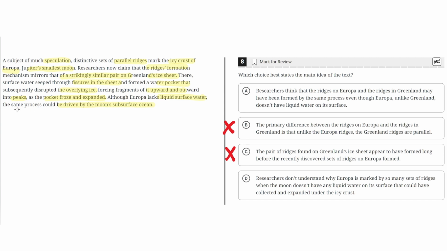And then the last sentence says the same process could be driven by the moon's subsurface ocean. So it highlights how Europa's icy ridges could have been formed the same way that Greenland's were. So D is incorrect because they are certain of how these ridges were formed. So D is incorrect, and the correct answer is A.